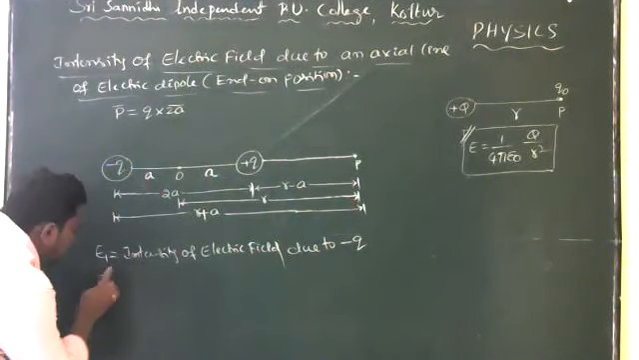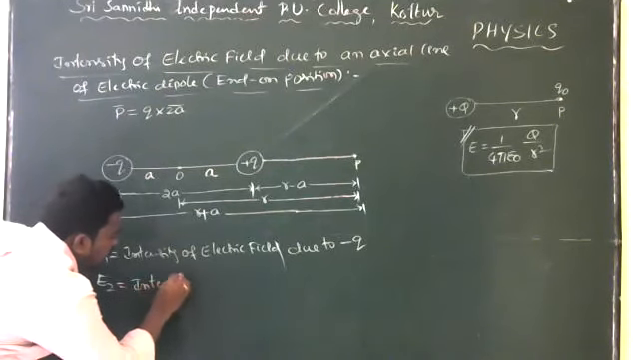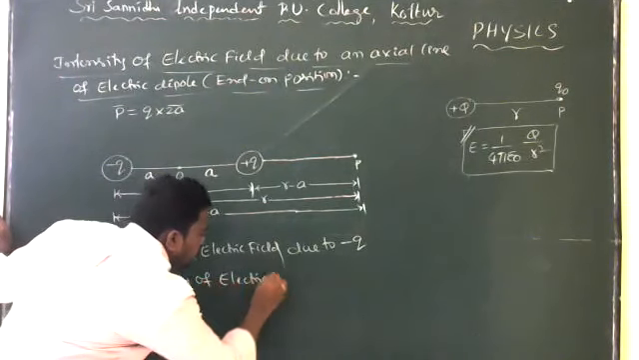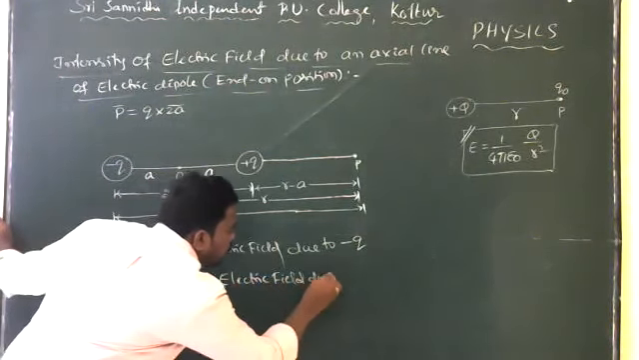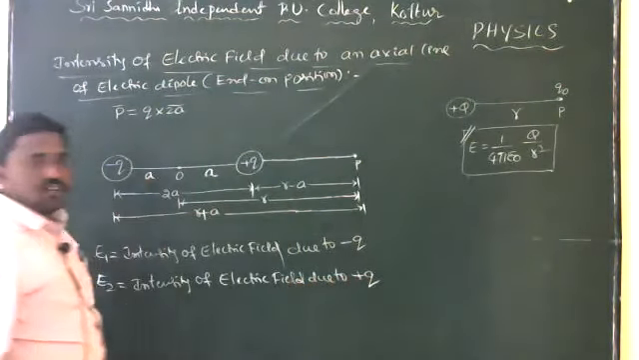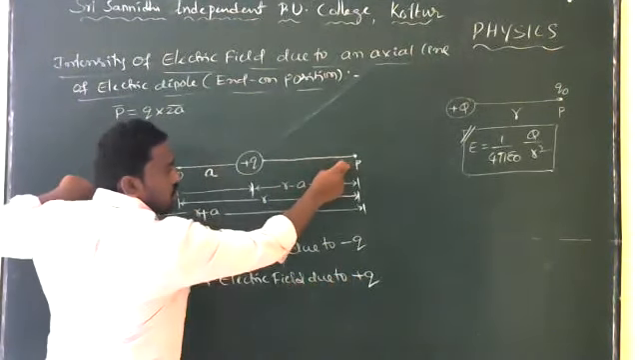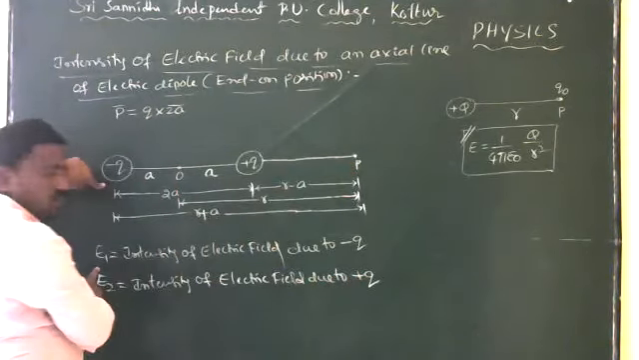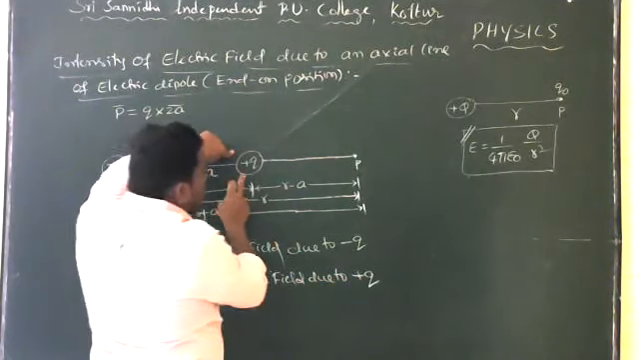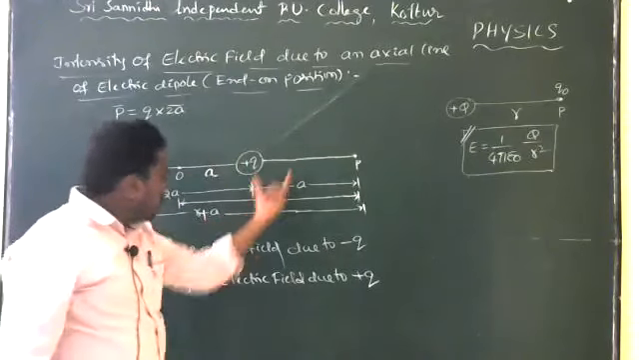So next, E2. E2 is equal to the intensity of electric field due to plus q charge. Using the plus q charge, we find the intensity of the electric field at point P. So that is called E2.